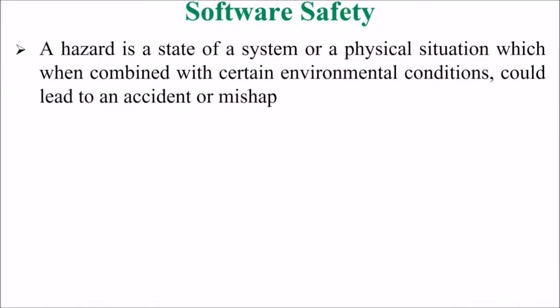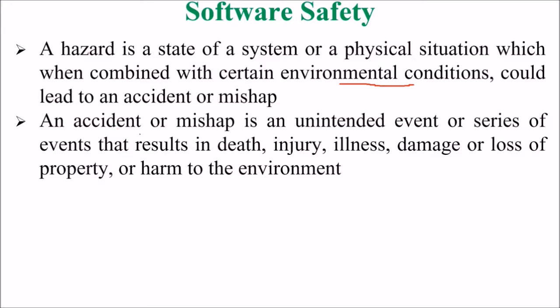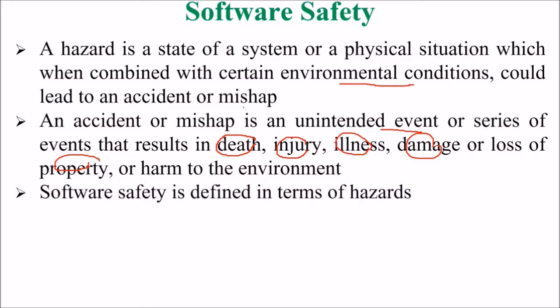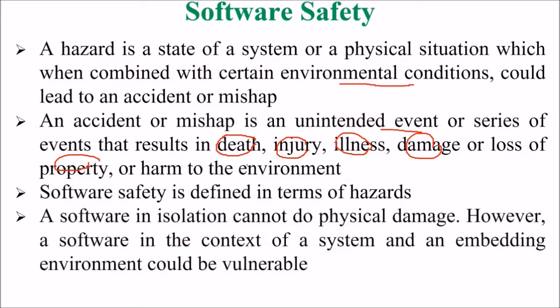Then comes software safety. A hazard is a state of a system or a physical situation which, when combined with certain environmental conditions, could lead to a catastrophe, accident, or a mishap. An accident or a mishap is an unintended event or a series of events that may cause death, injury, illness, damage, or loss of property or harm to the environment. Software safety is defined in terms of hazards. Software in isolation cannot do physical damage, but software in the context of the system and an embedding environment could be vulnerable.